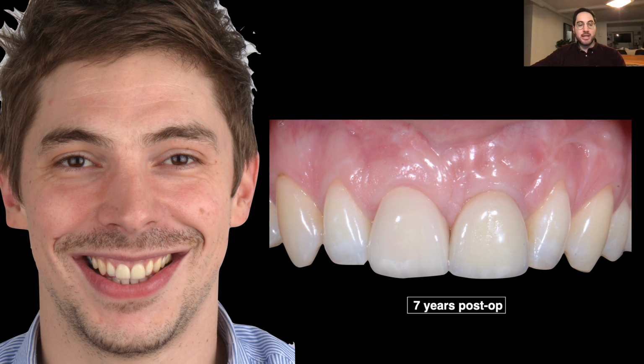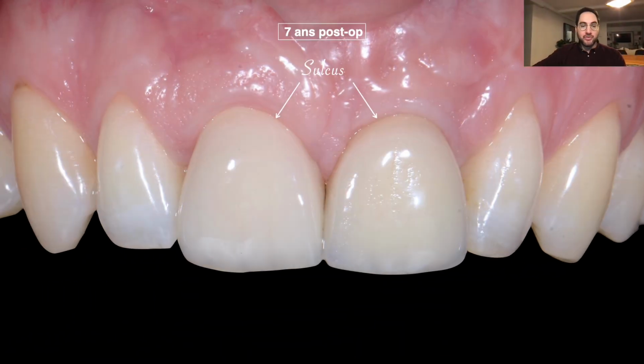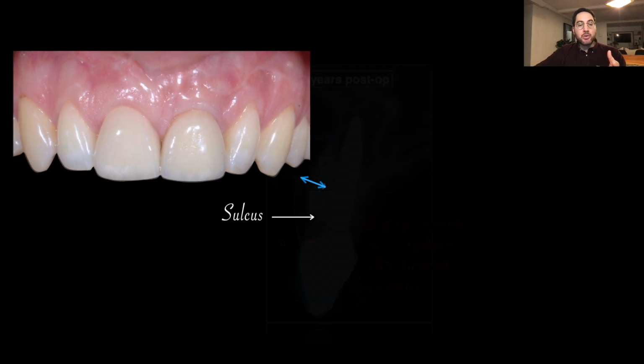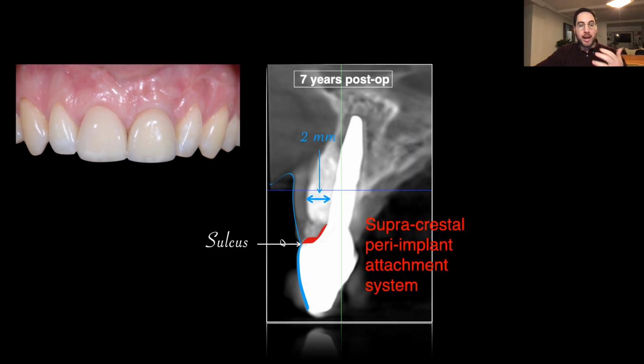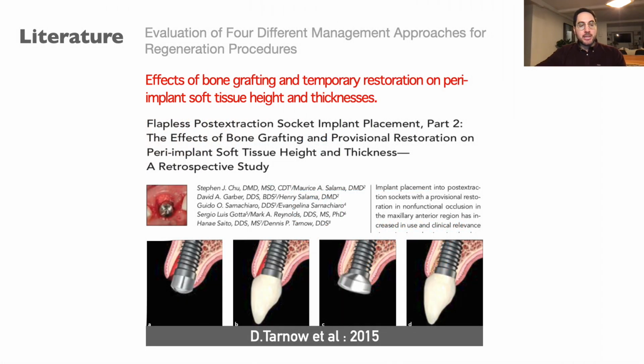So this is Julien 7 years after, where we achieved to align both sulcus for aesthetic but also for hygiene. And the outcome met once again the requirements described earlier. So let's take a look at this study from Tano in 2015. He highlighted once again how crucial is the provisional restoration.